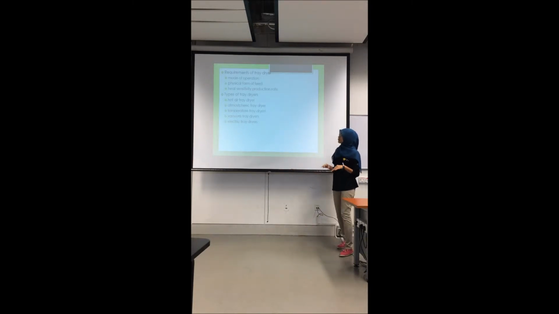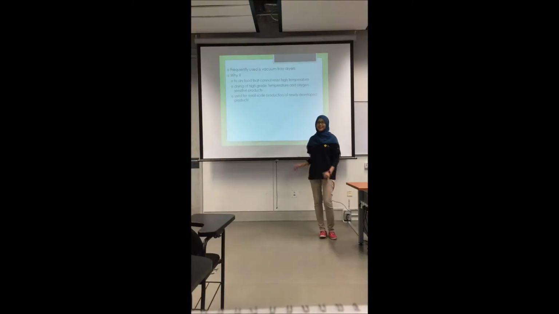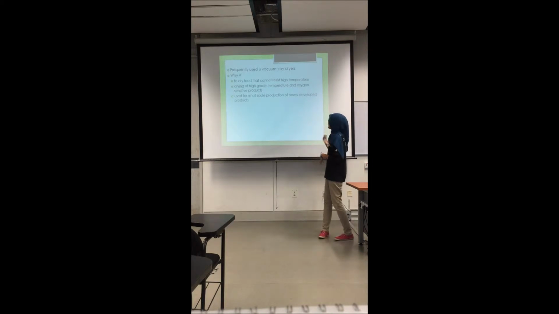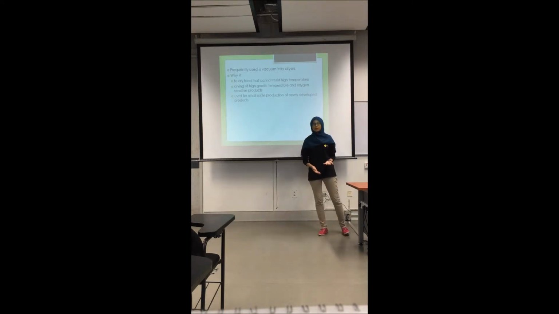The next is the types of tray dryers available in the industry, which are the hot air tray dryer, atmospheric tray dryer, temperature tray dryer, vacuum tray dryer, and the electric tray dryer. The most frequent tray dryer that is being used is the vacuum tray dryer. This is because it is being used to dry food that cannot resist high temperature. It is also to dry high grade, temperature and oxygen sensitive products. And it is also used for small scale production of newly developed products.